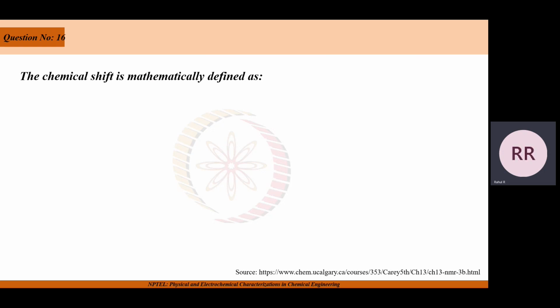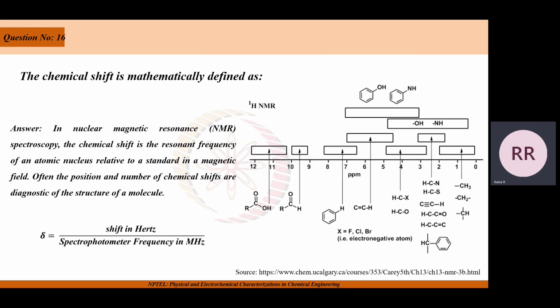Okay, so let me discuss the answer with you. In NMR spectroscopy, the chemical shift is defined as the resonant frequency of an atomic nucleus relative to a standard magnetic field. Often the position and number of chemical shifts are diagnostic of the structure of a molecule. So it is basically the resonant frequency of the atomic nucleus relative to some standard magnetic field.